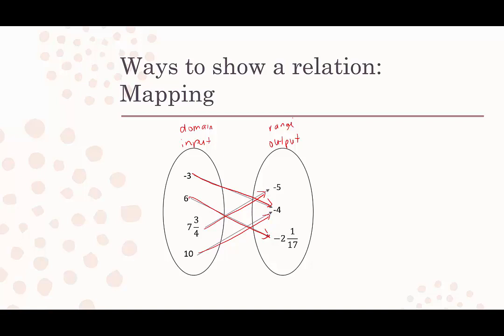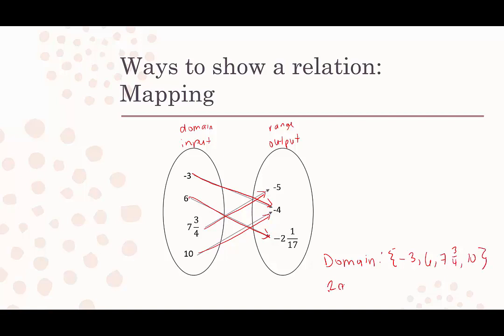When we write the domain and range, it might say, okay, great, we have this relation, but now write the domain and write the values in the range. And what we would want to do is we would say domain, and then we would open up a set of braces. Braces are like the fancy brackets. And we list them in order from least to greatest. So luckily for us with the mapping, they already are in order from least to greatest. We have -3, 6, 7 3/4, and 10.